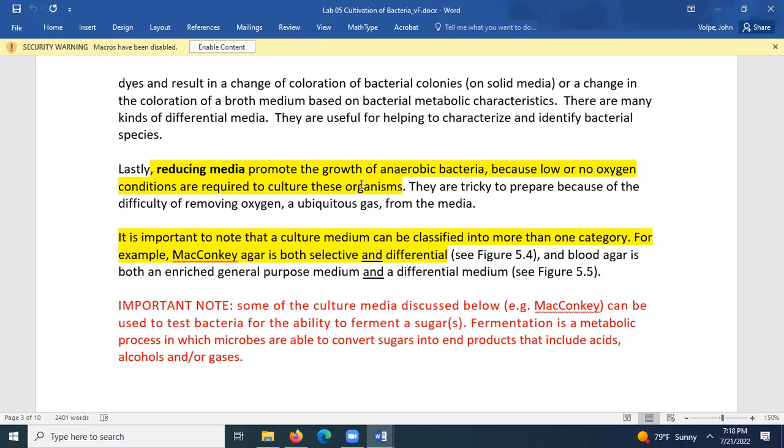It's important to note that a culture media can be classified into more than one category. For example, MacConkey's agar is both selective and differential. Blood agar is both enriched and a differential medium. Any questions about any of that?